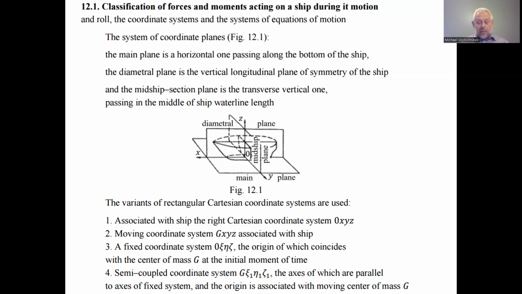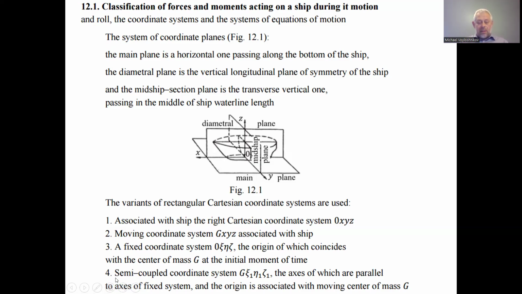and a fixed coordinate system as well. We have O, xi, eta, zeta, the origin of the fixed coordinate system, the same as the moving coordinate system with the ship mass center at the initial moment of time. We call this coordinate system geographical, so it remains fixed, and the ship moves in the fixed coordinate system.